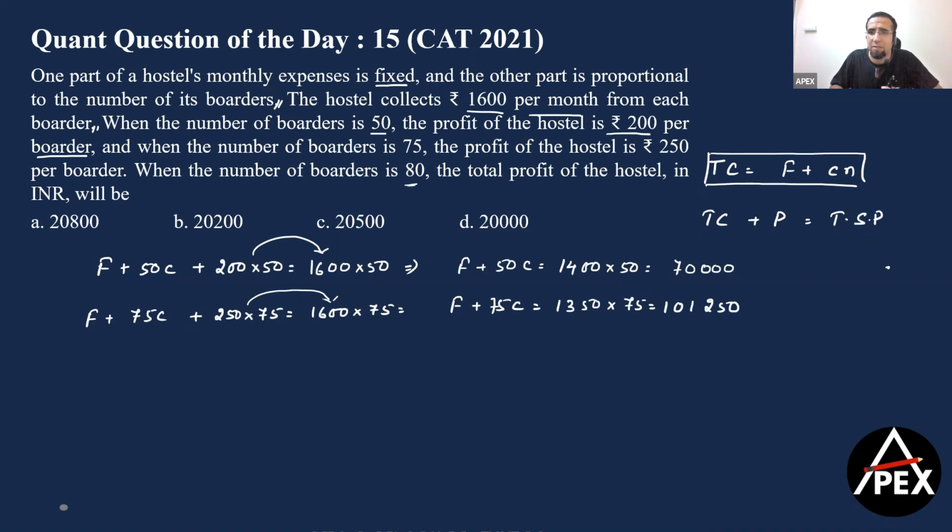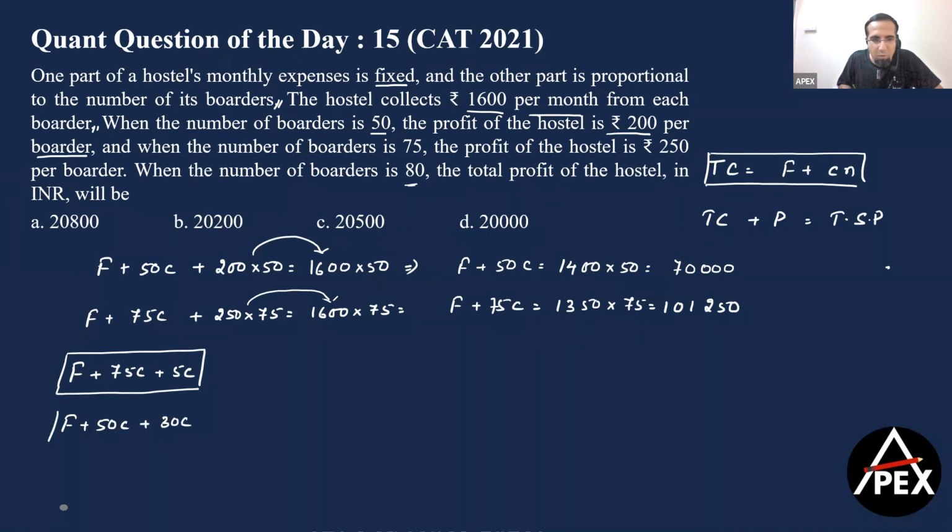Now please observe, the question asks what is the total profit when there are 80 boarders. We have discussed in the class that I need not calculate the fixed cost separately. If the total boarders are 80, the cost becomes F plus 75C plus 5C. Or I can write this as F plus 50C, which I already have, plus I'll have to add 30C. So let's see what we can get easily from the equations.